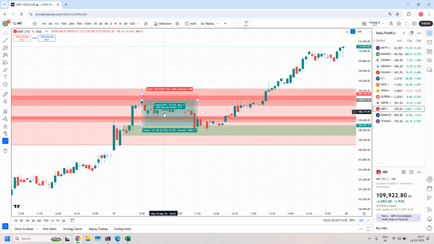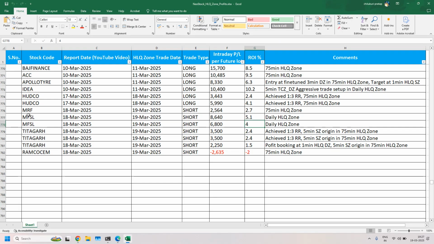So how much profit has it given? MRF. MRF has given 2,564 rupees profit, which is 2.7% ROA. Today all the profits are less than 6%. Our average intraday ROA is 6%.